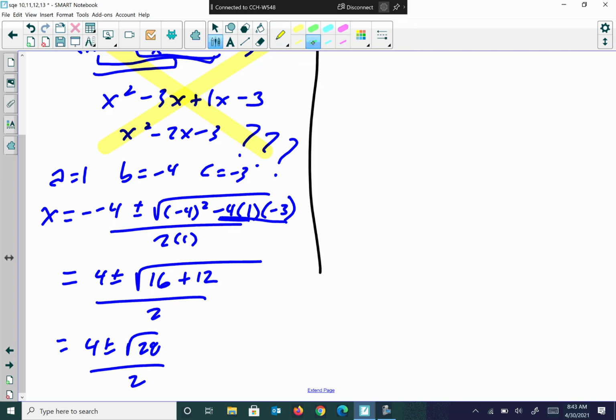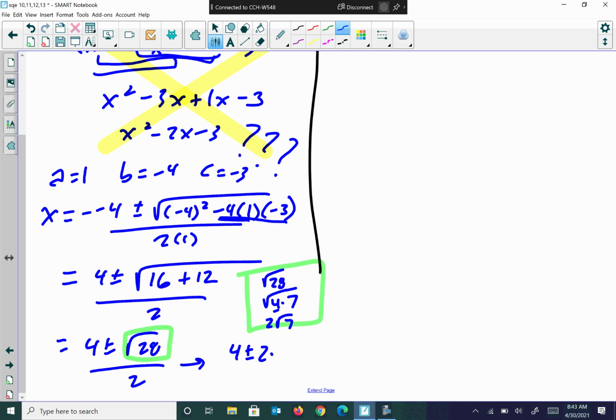And we need to figure out what this is. We'll do it over here in this box. I think root 28 is going to break down to 4 and 7. The reason I'm choosing 4 and 7 and not 2 and 12 is 4 is my biggest perfect square. Square root of 4 is 2, so I get 2 root 7. So that's going to give me 4 plus or minus 2 root 7 over 2. And I think I can reduce this because 2 goes into each of these. 2 plus or minus root 7. I like it.